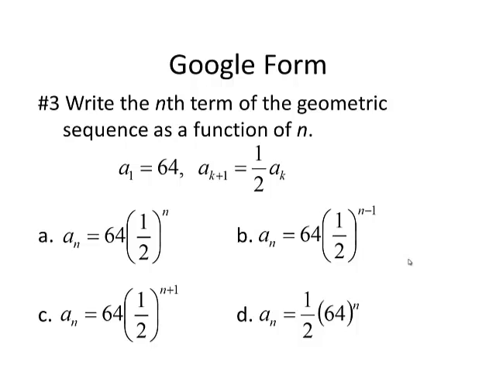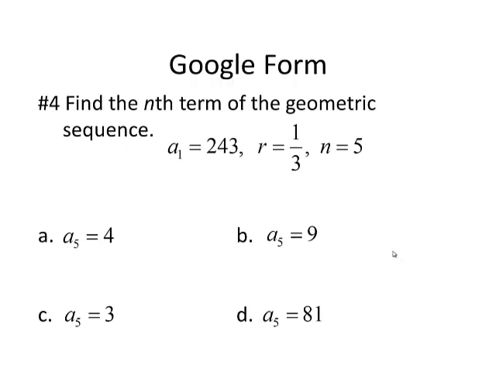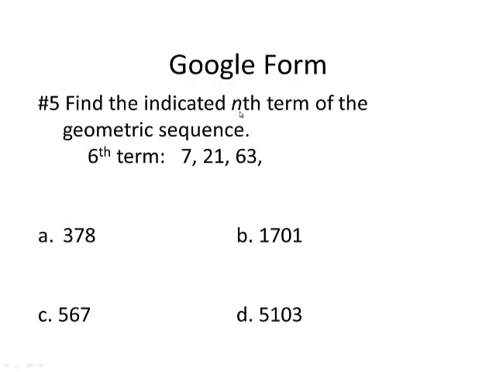Okay, and then let's see here. Find the nth term of the geometric sequence, given the first term is 243, the common ratio is 1/3, and n is 5. Find the nth term, so you're trying to find the fifth term. Okay. Next, find the indicated term of the geometric sequence. The indicated term is the sixth term, and you're given the first 3 numbers, 7, 21, 63, and so on. You're trying to find the sixth one.